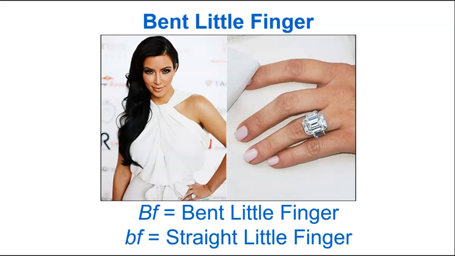Then another trait would be a bent little finger. So a bent little finger, I guess here, would show the capital letter B, followed by a lowercase f, meaning that person has the dominant allele for bent little finger. And then we have the lowercase letters bf for the straight little finger. So I guess a bent little finger is a dominant trait.